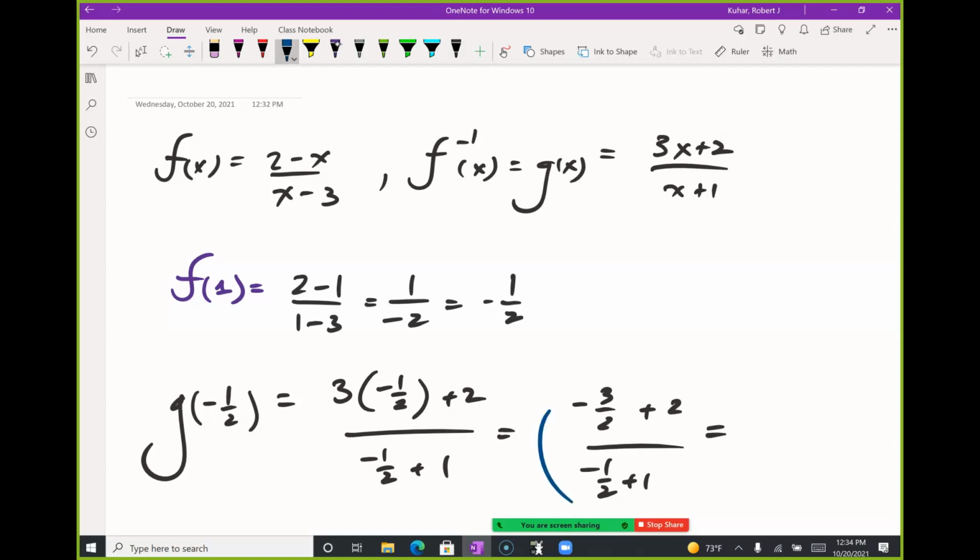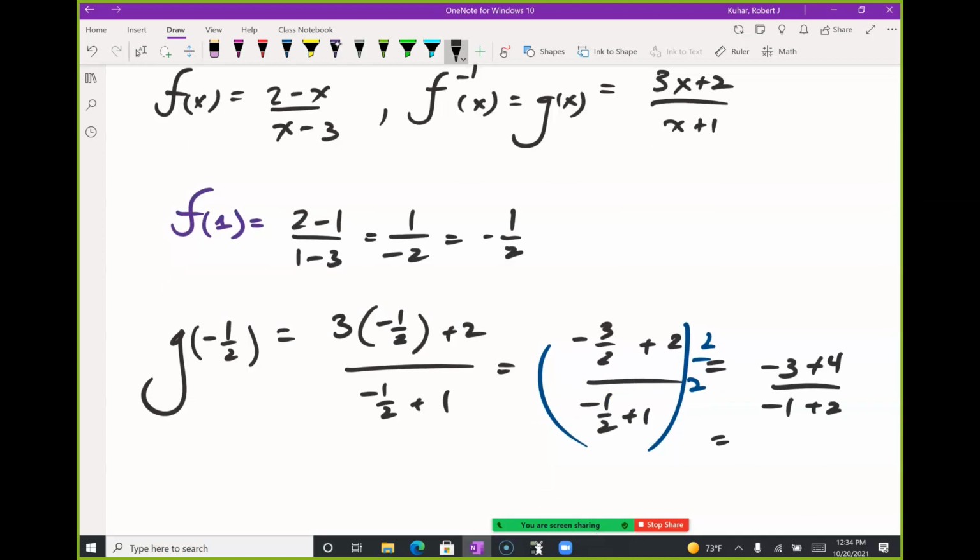I personally would go with the 2, right? Multiply by 2 over 2. So I get negative 3 plus 4 over negative 1 plus 2. So I get 1 over 1, which is 1. Hey, what do you know? I got back to where I started.